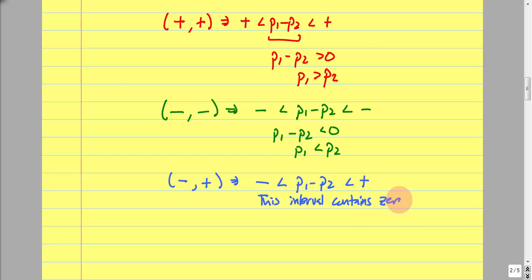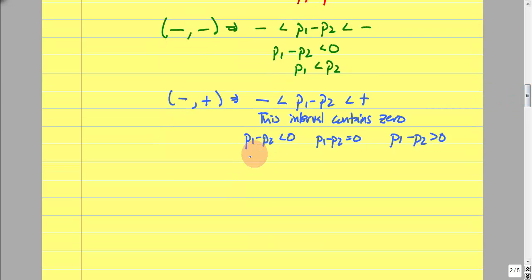And because it contains 0, that means that P1 and P2 could be equal. So I have this case. P1 minus P2 could be less than 0 from this piece. P1 minus P2 could be equal to 0 because I have to go through 0 to get from a negative number to a positive number. Or P1 minus P2 can be greater than 0. So I have all three of these cases that could happen.